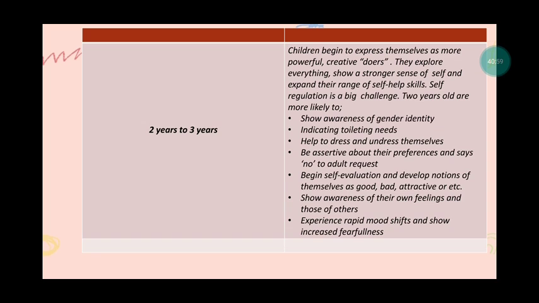Then, 2 years to 3 years, children begin to express themselves as more powerful, creative doers. They explore everything, show a stronger sense of self, and expand the range of self-help skills. Self-regulation is a big challenge. 2-year-olds are more likely to show awareness of gender identity, indicate toileting needs, and help dress and undress themselves. They are assertive about their preferences and say no to adult requests. They complain once they are told what to do.